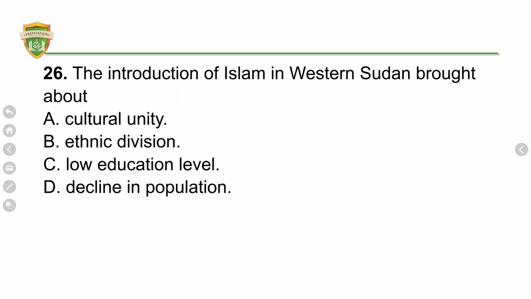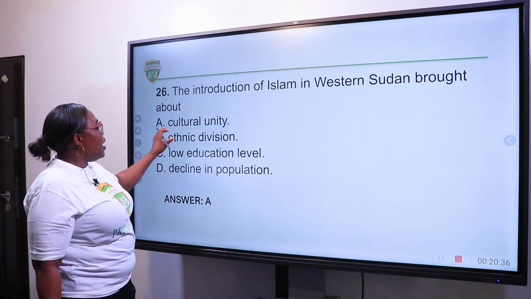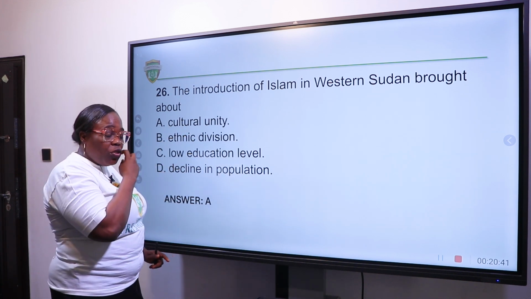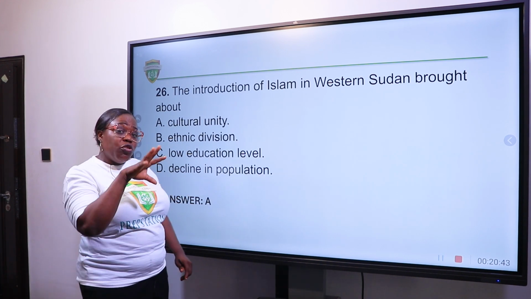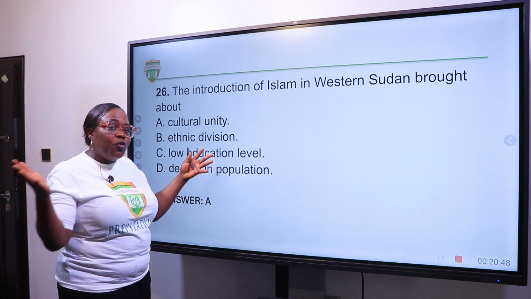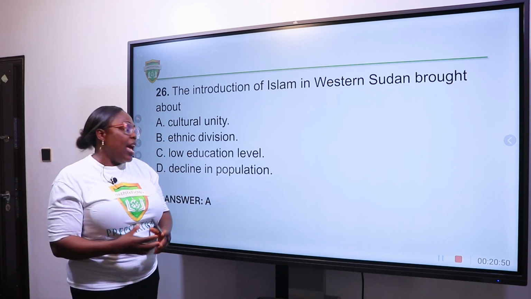The introduction of Islam in Western Sudan brought about dash. All right, let's see. A, cultural unity. So Islam was able to unite the people at that time. Islam played a role of uniting subjects. I told you the Islamic scholars introduced it to the kings, the traditional rulers, and the subjects had to follow. So what it did was to unite people.